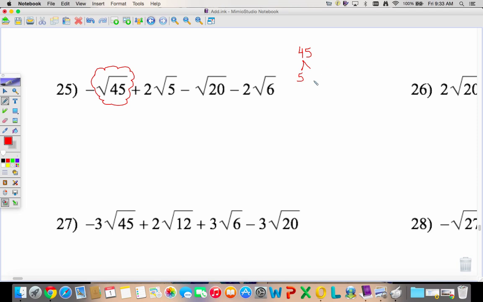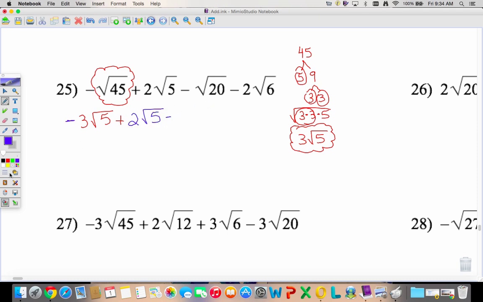So I'm going to write down 45. Two numbers that go into 45 are 5 and 9. Two numbers that go into 9 are 3 and 3. So I have 3, 3, and 5. So my square root, I'm going to put 3 times 5. Pull out your pairs of 3's. So I have 3 square root of 5. And that is what the square root of 45 simplifies to. So we have negative, okay, square root of 45 is 3 square roots of 5.